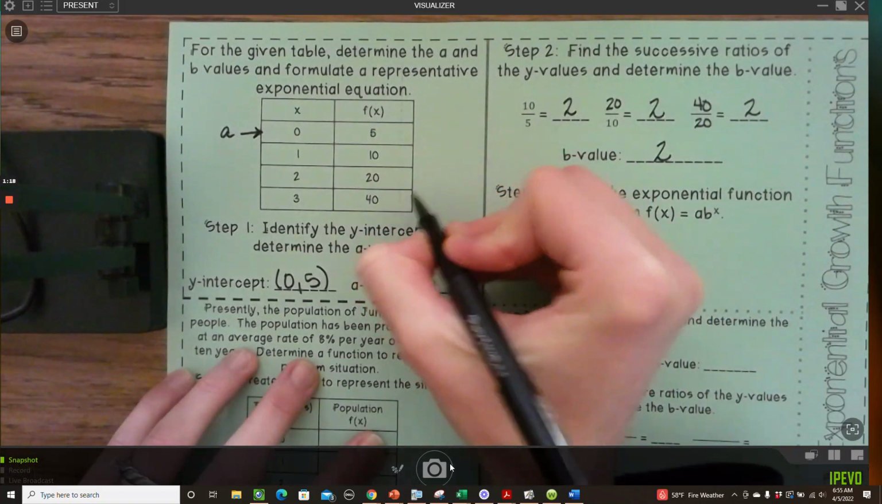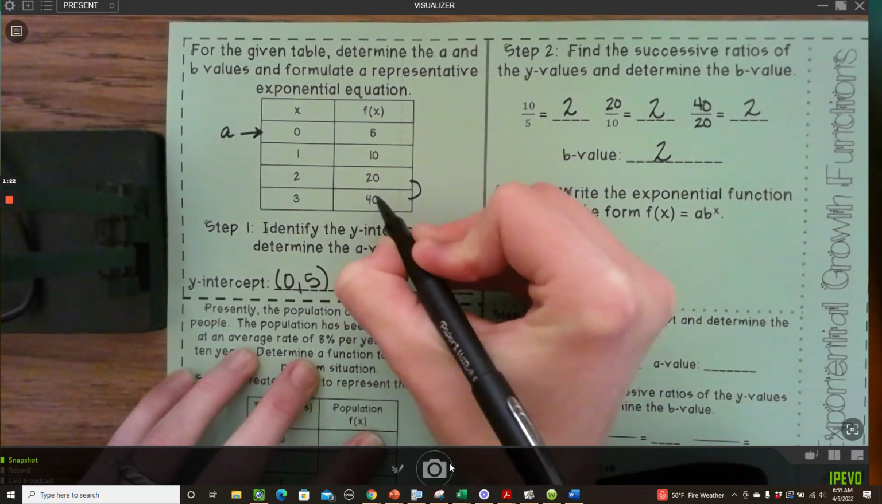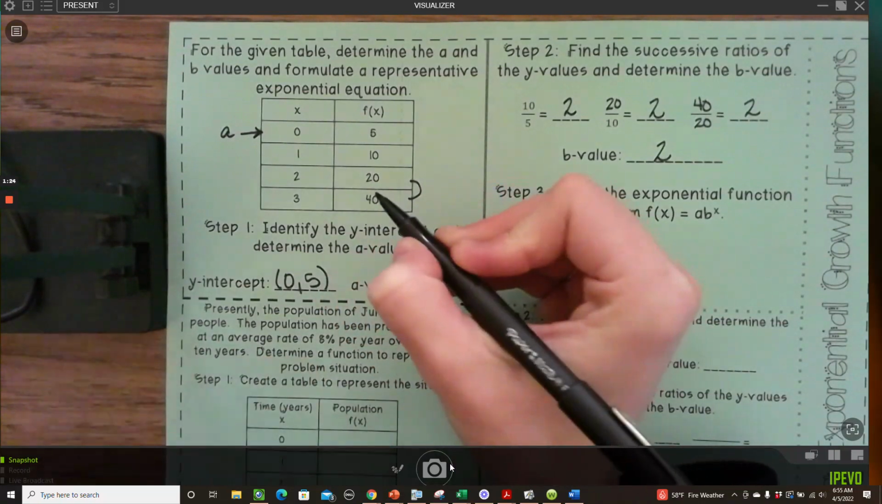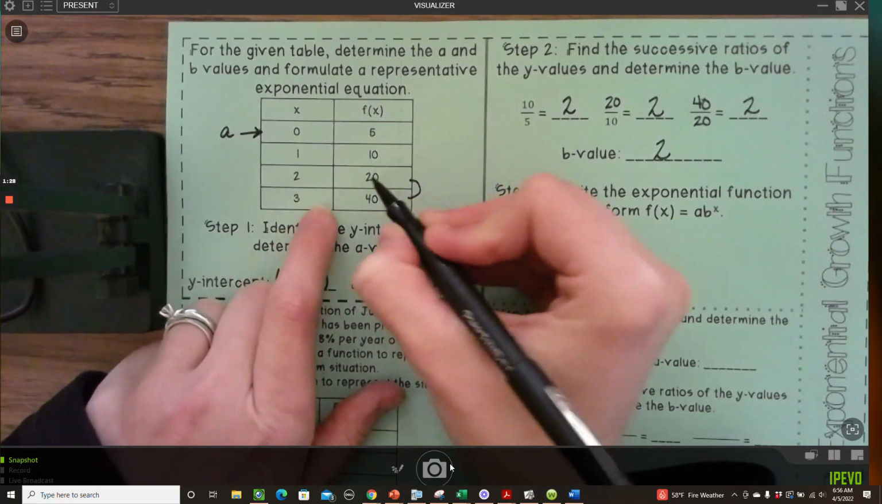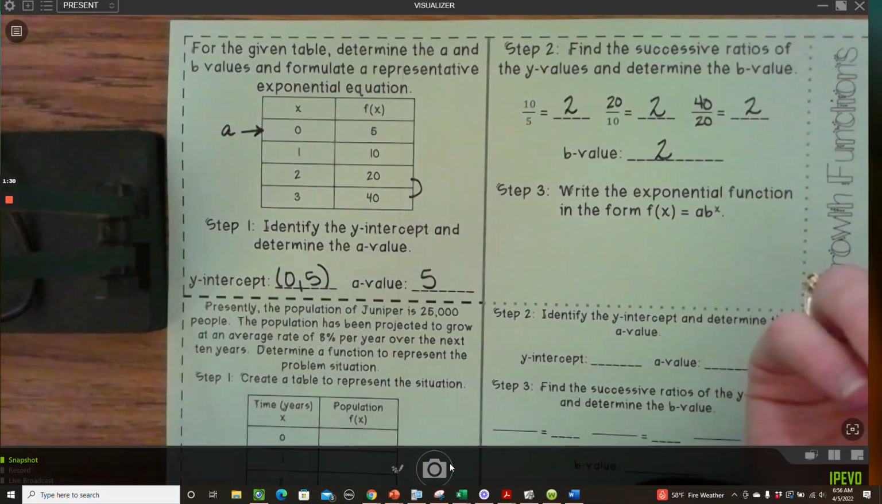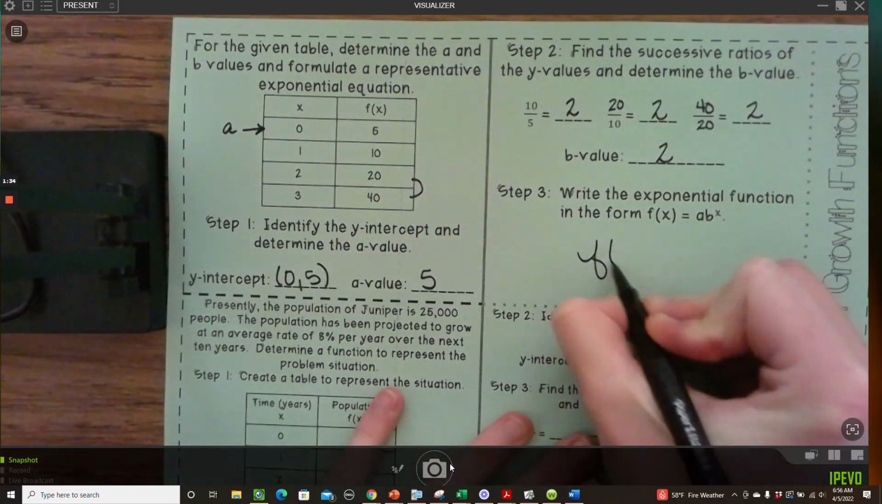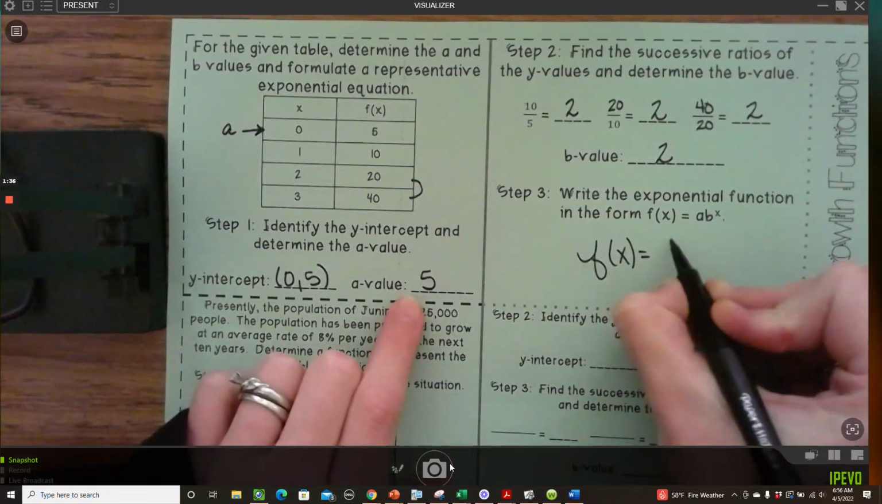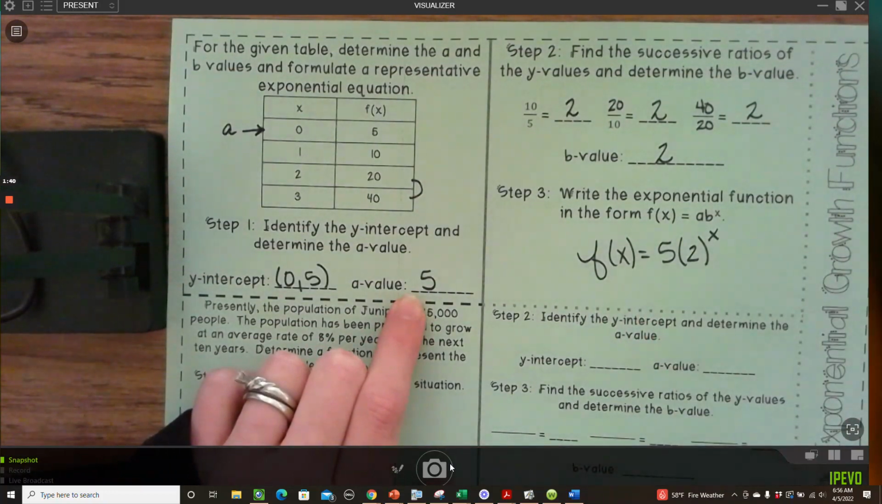So again, you take two rows, and the highest x value goes on top of your fraction. Then you simplify that fraction down. And then all you have to do is write your exponential function. So f of x equals, my a value is 5, my b value is 2, and then to the x power.